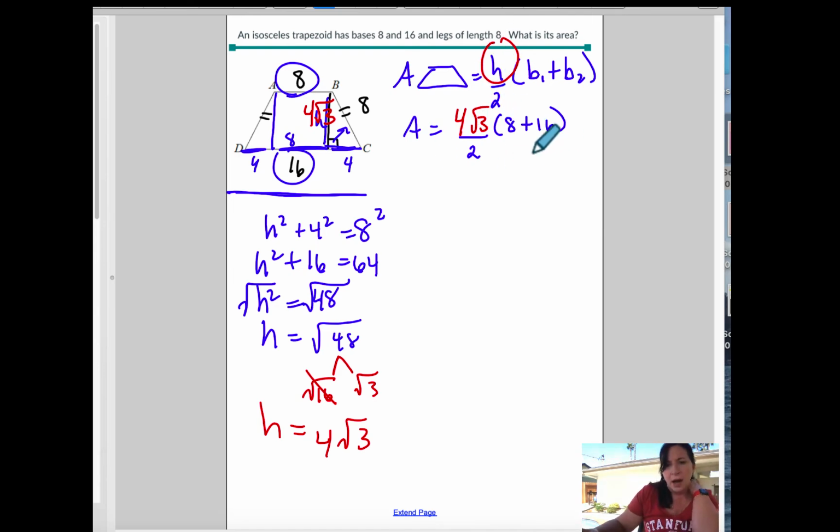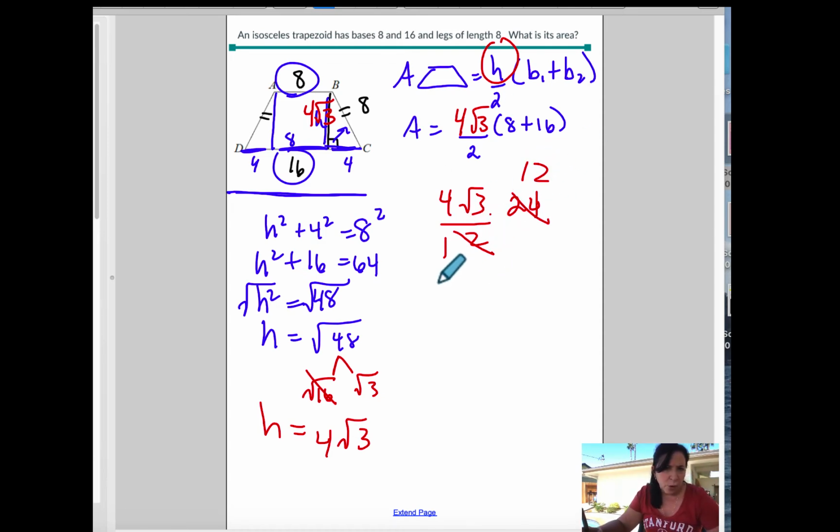So now 8 plus 16, well, that's just 24, times 4 root 3 over 2. Now, this is up to you. You can decide to divide 2 into 4 or 2 into 24, but you only do it once. It's not like a distributive kind of thing. You only do that when you're multiplying. But this right here, 2 into 24, I'm just going to say that is 12. 12 times 4, that's 48 root 3.